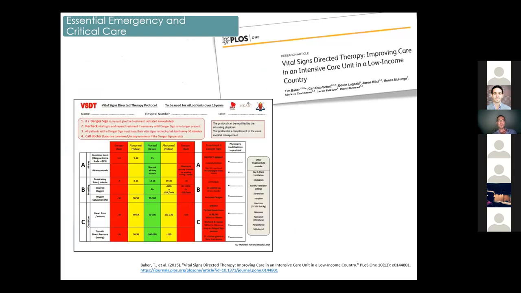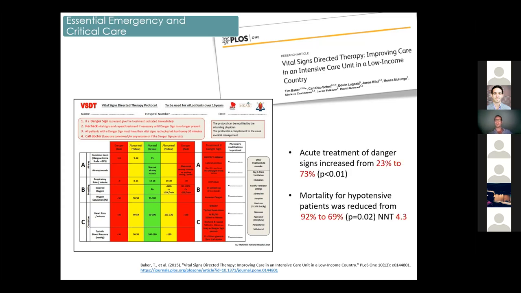This is the protocol Raf mentioned. So a piece of paper that indicates when vital signs, this was on an intensive care unit in Tanzania, are very deranged, and task shares with the nurses for what they can do about it. And what this piece of paper showed was an increased action by the team to treat these dangerous deranged vital signs and a reduction in mortality, at least among the patients who came in with low blood pressure.